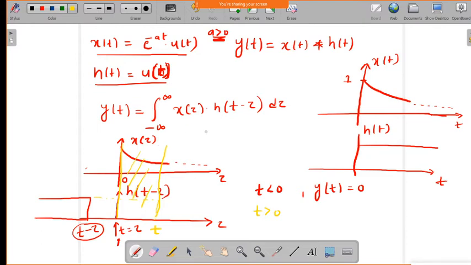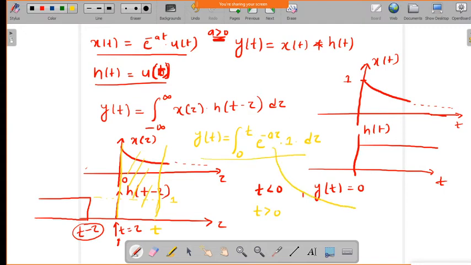Now if you take that, you will get y of t equal to the integral from 0 to t. Now what is x of tau? X of tau is nothing but e power minus a into tau, into u of tau, which is 1. And x of t minus tau is also the unit step function, with amplitude 1, into d tau. Now you have to evaluate this.